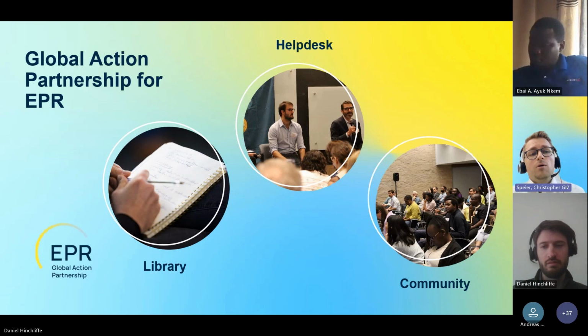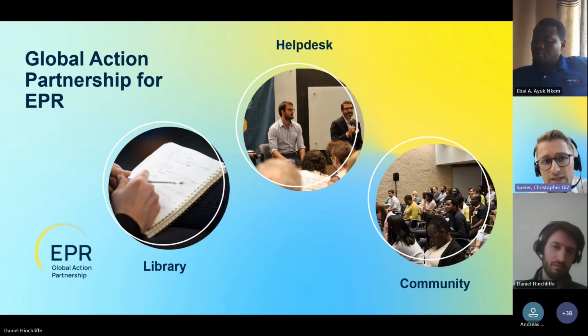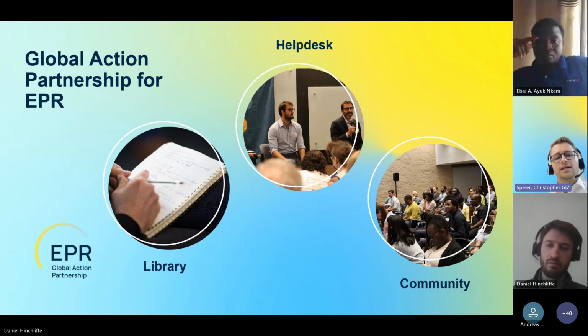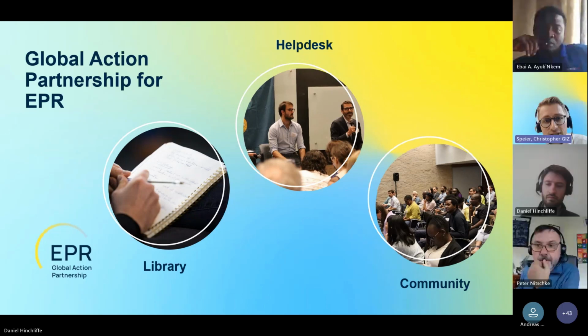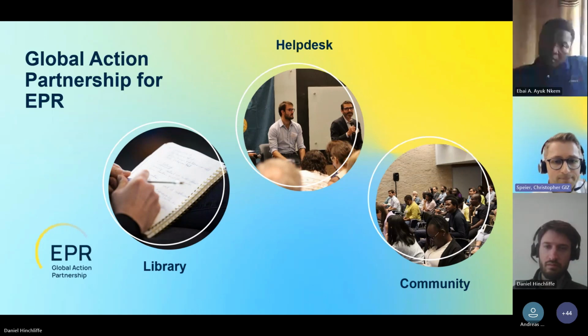The first pillar is our library. Here you will find main documents on EPR, like our EPR Toolbox, which is a comprehensive guide on what EPR is and how it can be implemented. Secondly, we have started an EPR help desk, which supports your EPR journey with a pool of global experts. If you have any specific questions regarding EPR or your EPR journey, simply send us a request and we will match it with an expert who can provide the guidance you require. For most stakeholders from low and middle income countries, the help desk is generally free of charge.